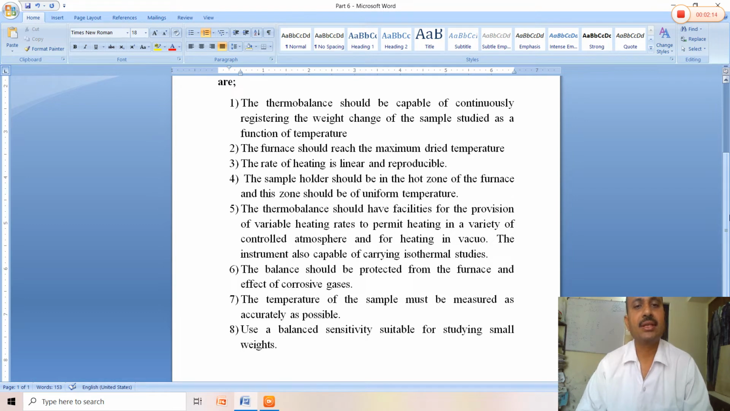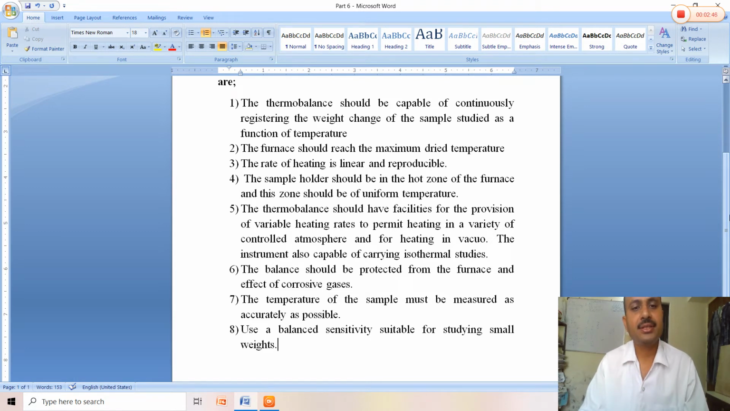Now the second point is that the furnace should reach the maximum desired temperature. The temperature range should be from 0 degrees to 1200 degrees centigrade. Up to 1200 degrees centigrade, where 0 degrees centigrade is regarded as the initial temperature, while 1200 degrees centigrade is regarded as the desired temperature for the analysis. The furnace should have the ability to reach the maximum desired temperature.